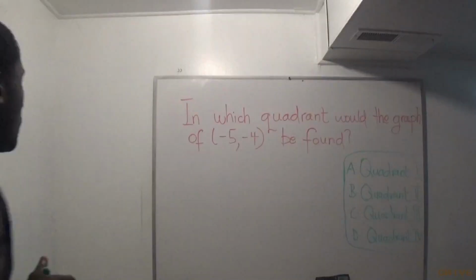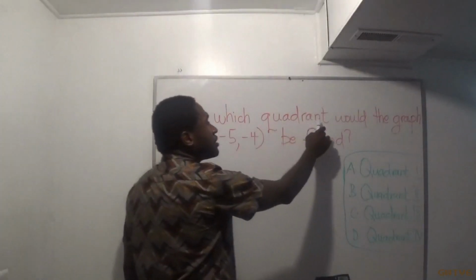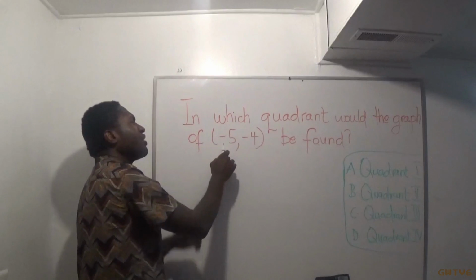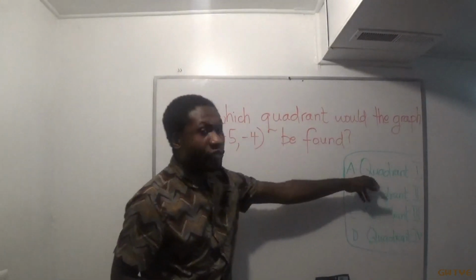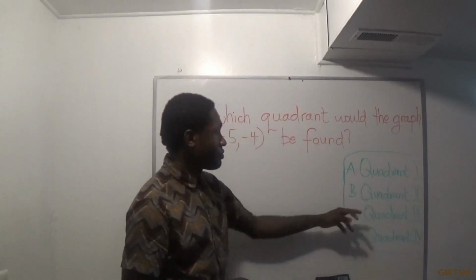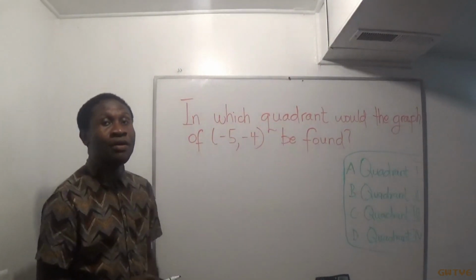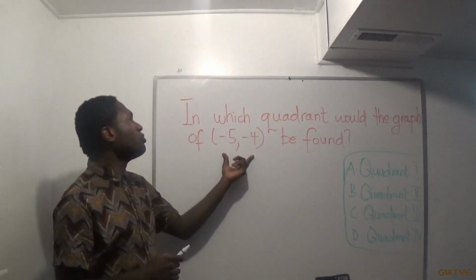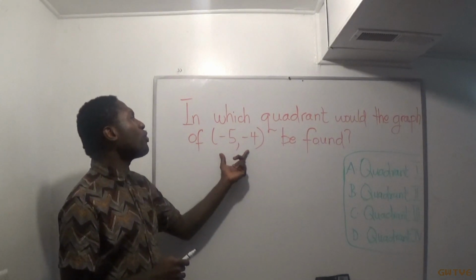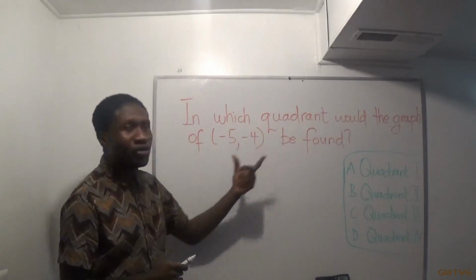The question of the day is, in which quadrant would the graph of (-5, -4) be found? Is it quadrant 1, quadrant 2, 3, or 4? Well, whenever you've been given a point and you've been asked in which quadrant it would be found on the graph, right?